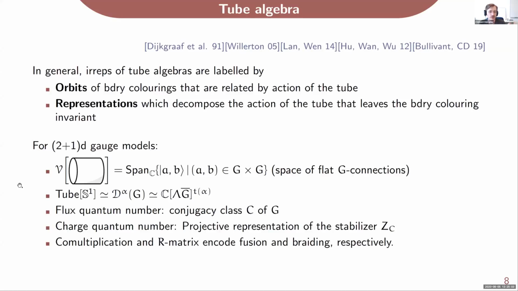The irreducible representations of this quantum double are well known. There are two components, right? So the orbit, in that case, is the conjugacy class of the group. And the representation is a representation of the stabilizer of the conjugacy class. And these correspond to the flux and charge quantum numbers, respectively, of my general or composite point-like excitation. Now we can go even further. We can equip this algebraic structure with the notion of co-multiplication and R matrix, and this will encode the statistics of the excitation, so its braiding and its fusion.